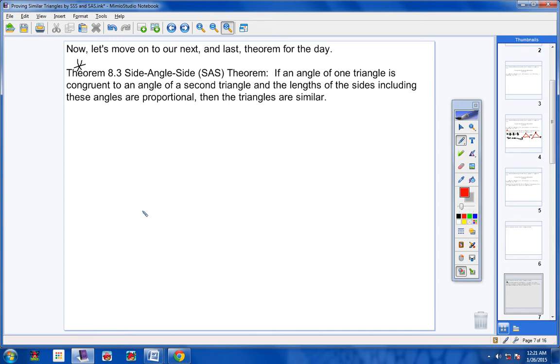If an angle of one triangle is congruent to an angle of another triangle, and the lengths of the sides, including these angles, are proportional, then the two triangles are similar. Okay, now watch what I'm going to do here. Please take some really good notes.